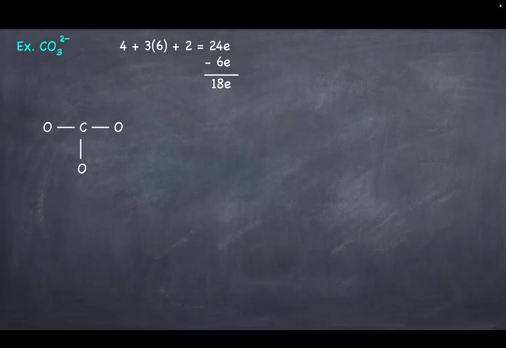Then next step was to make sure the outside atoms have a full octet. So we put the lone pairs on the outside oxygens, not on the carbon yet. So 2, 4, 6 here, another 6 here, 12, another 6 here, 18. So this way I'm using all my 18 electrons. So no more electrons for the central atom.